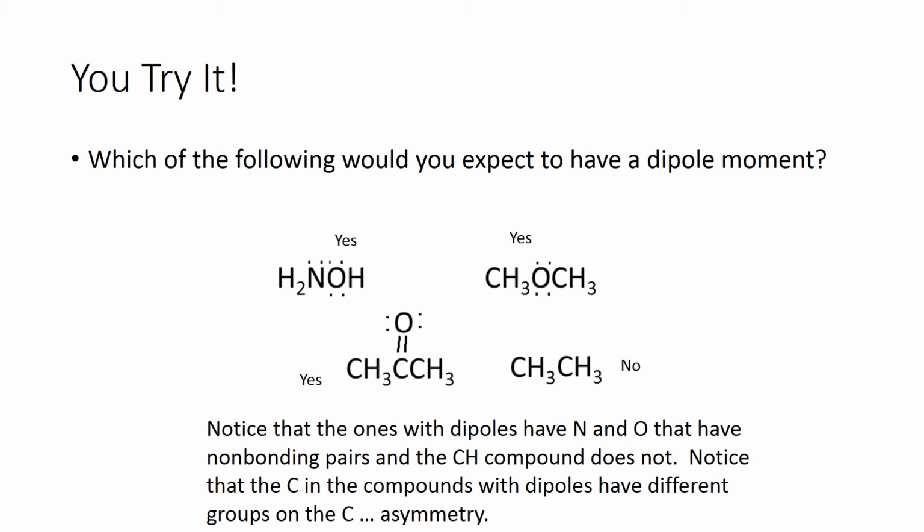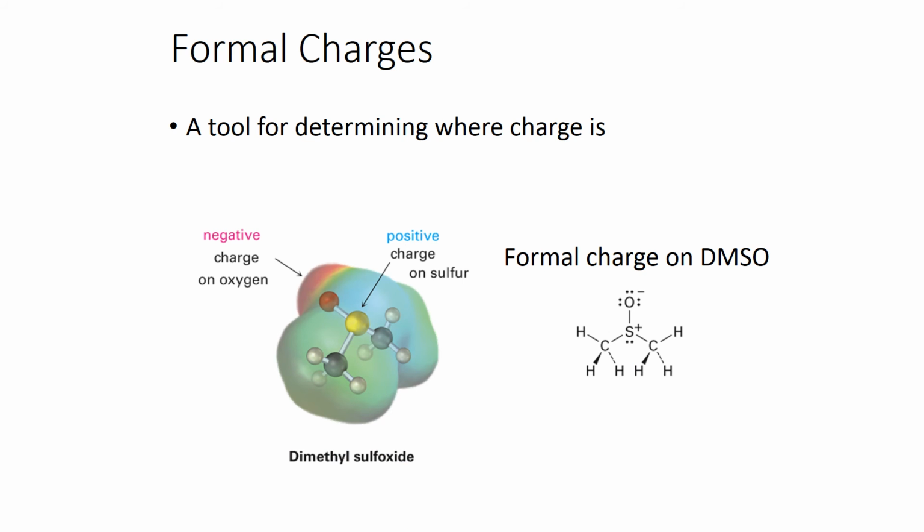Okay, so let's go to formal charge. If I look at formal charge, this is not a real charge. Formal charge is a tool for helping us determine where charge might reside. So it's a tool. If I look at DMSO right here, and I take away the positive and the negative, let's just look at the Lewis dot structure.